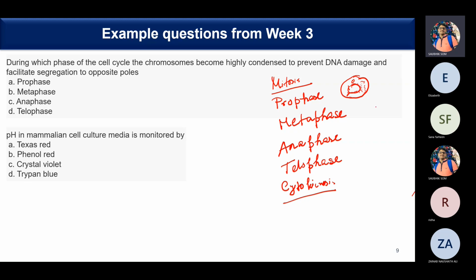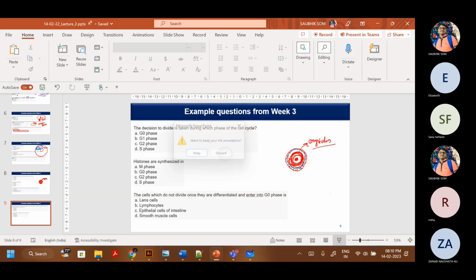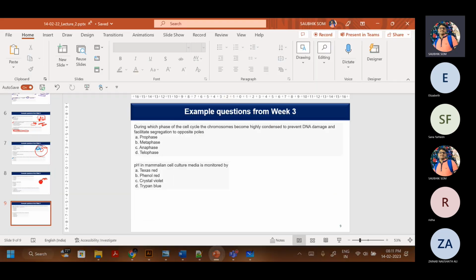At metaphase, if you see a metaphase cell, it has very condensed chromatin, like this. I can also show you a beautiful image of this.